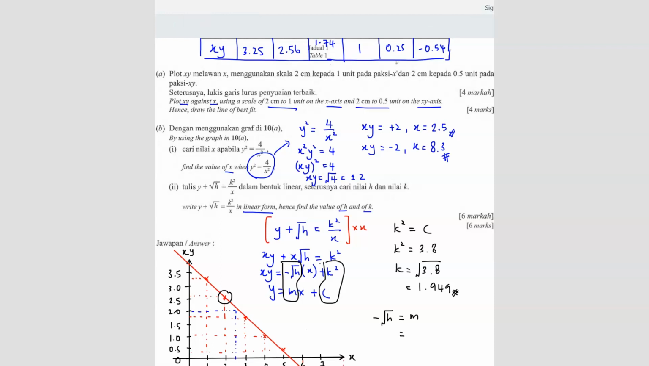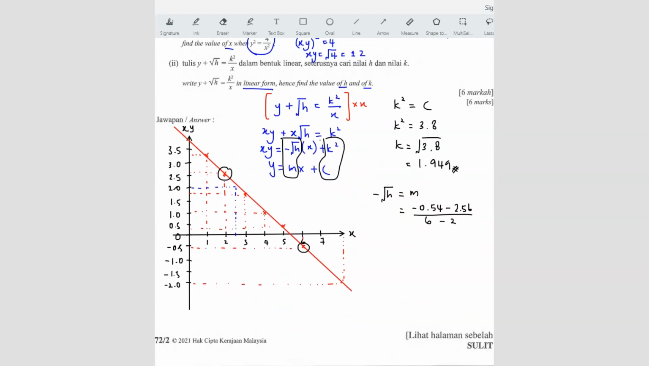Okay, so second point will be negative 0.54 minus, where's the second point that I'm taking? Second point is 2.56, over, okay, y2 minus y1, x2 minus x1, so 6 minus 2. Alright, let me count this. Give me a minute. Negative 0.54 minus 2.56 divided by 6 minus 2 is 4.